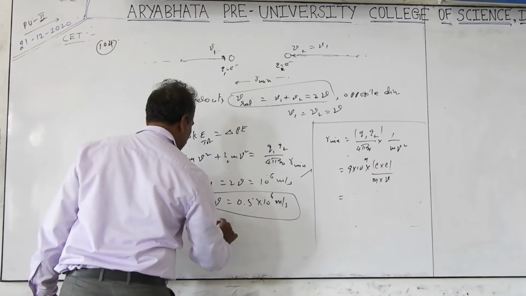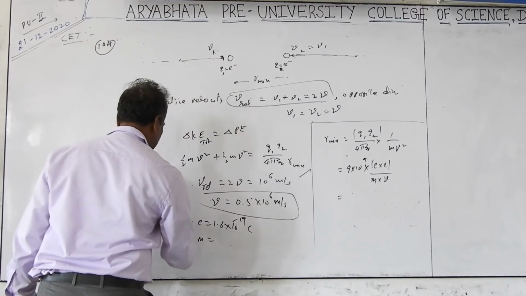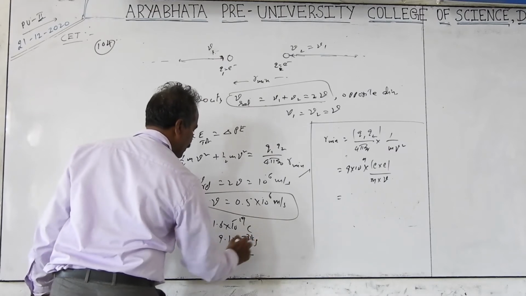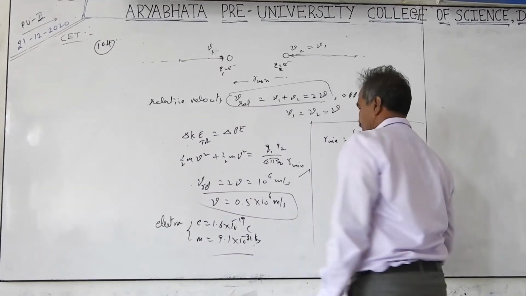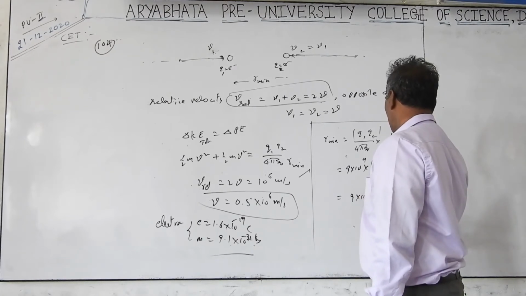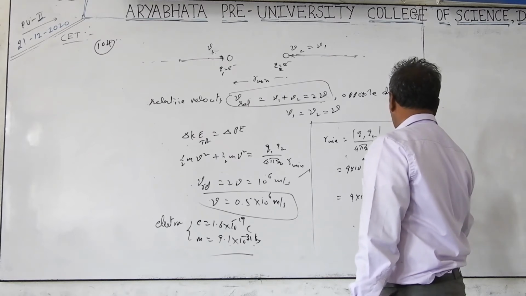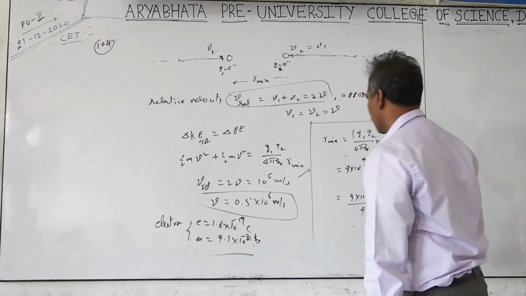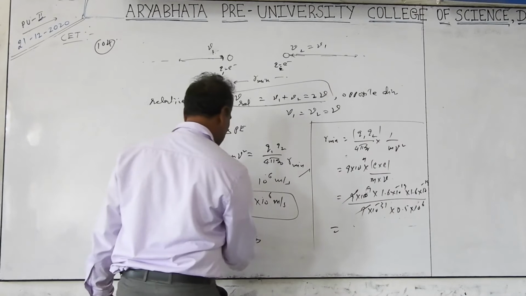The charge of the electron is 1.6 into 10 to the power of minus 19 coulombs. The mass of the electron is 9.1 into 10 to the power of minus 31 kg. This 9.1 can sometimes be approximated to 9, so I am taking 9 only. So R minimum is 9 into 10 to the power of 9 into 1.6 into 10 to the power of minus 19 into 1.6 into 10 to the power of minus 19, divided by 9 into 10 to the power of minus 31 into 0.5 into 10 to the power of 6.